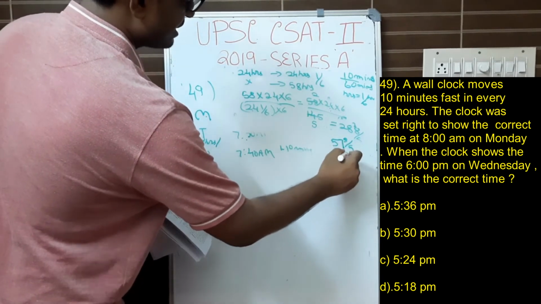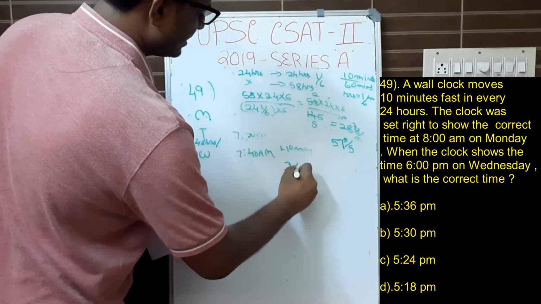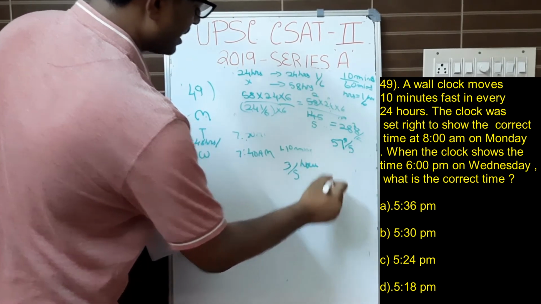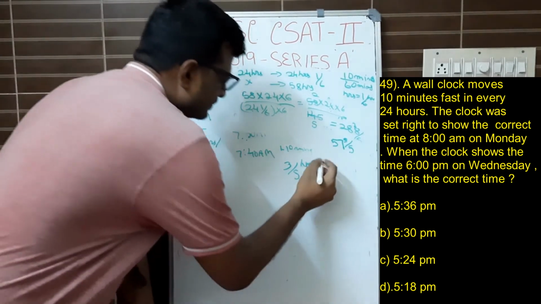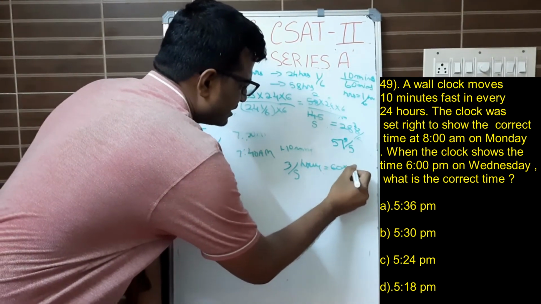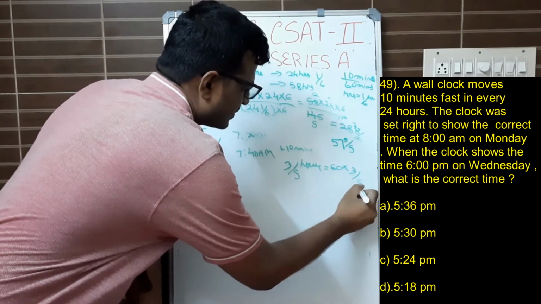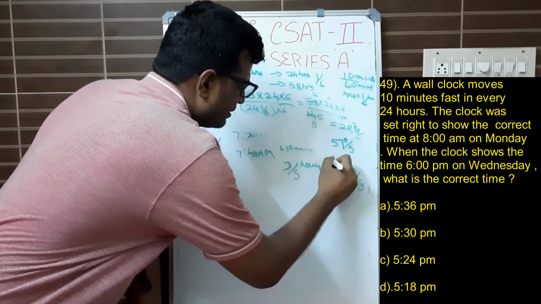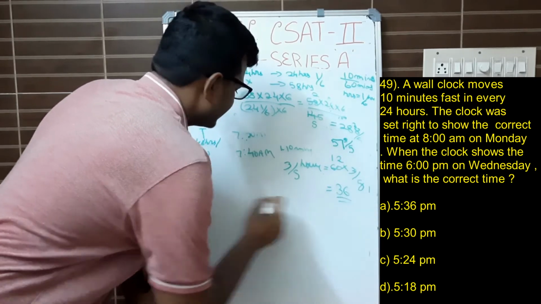So here this 3 by 5 is 3 by 5 of an hour. In 1 hour you have 60 minutes. So 60 minutes into 3 by 5 will give you 36 minutes. 12 into 3 is 36, so 36 minutes.